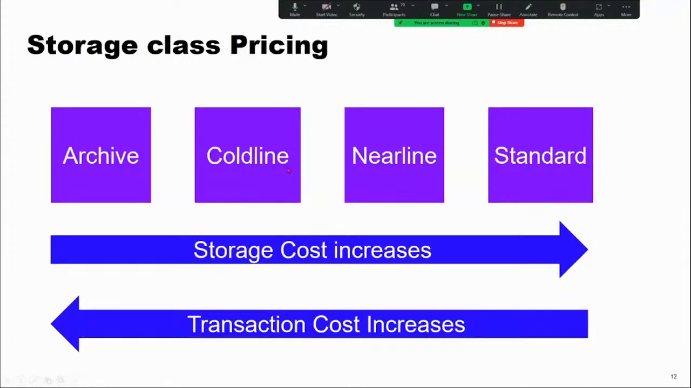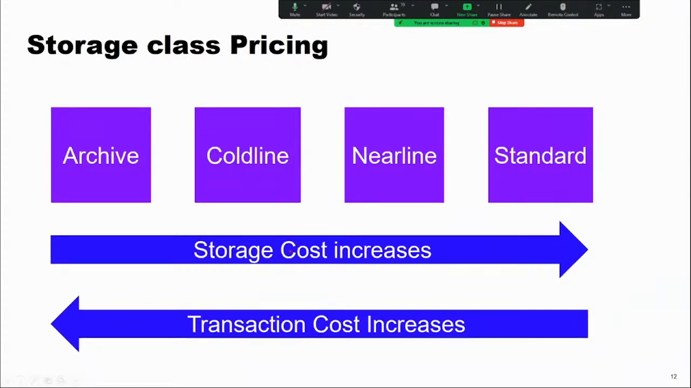As I told you, see the advantage is that when you are accessing frequently, the transaction cost is very less and the storage cost is very high. And when you are accessing it once in a year, the transaction cost is very high and the storage cost is very less. So this is the advantage that you are getting. What does that mean, sir? You have to be very smart when you are selecting a storage class. Unnecessarily you don't want to pay extra money here. There is a cost associated.